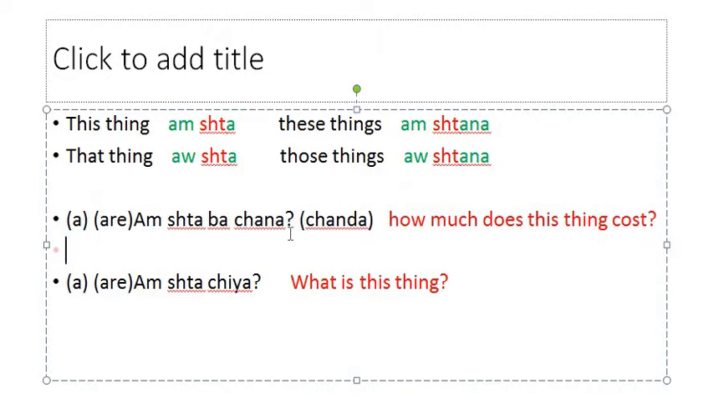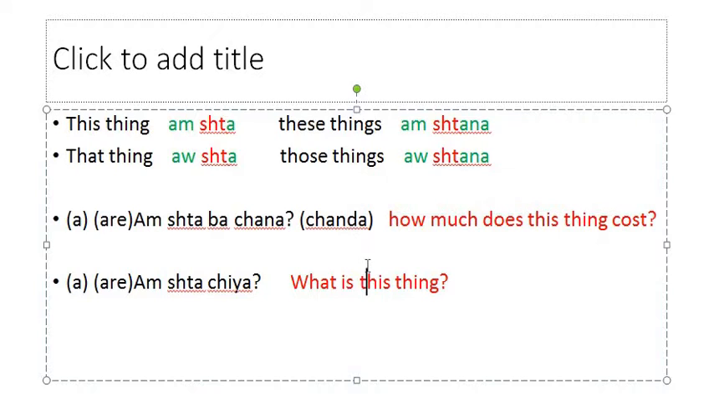If you wanted to say it in Kurdish standard, or in Kurdish Hawleri, you say chanda, not chana. Chana is used in Slemani. Usually in Slemani we don't pronounce the sound between the words. So we say amshta bachana in Slemani, and in Kurdish standard, we say amshta bachanda.